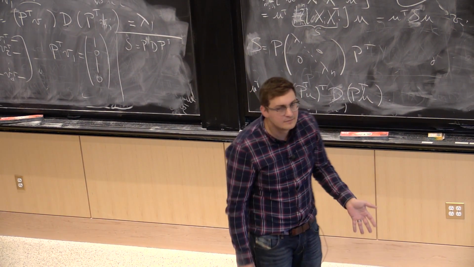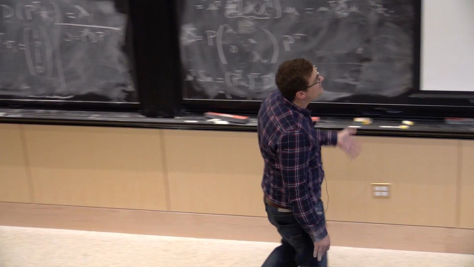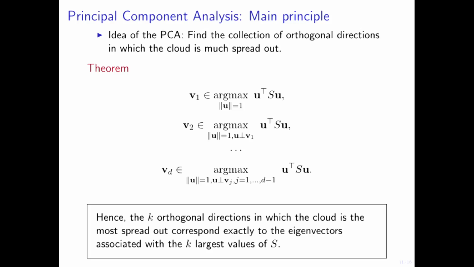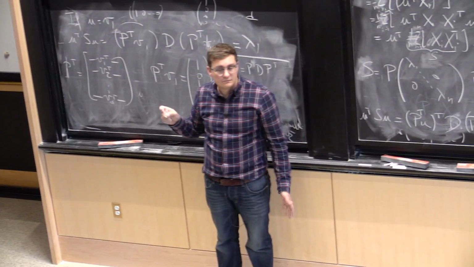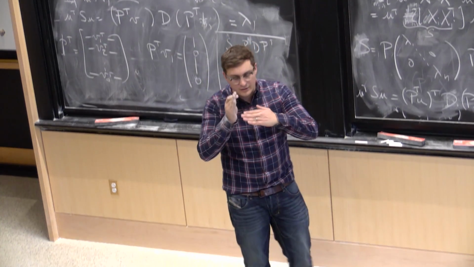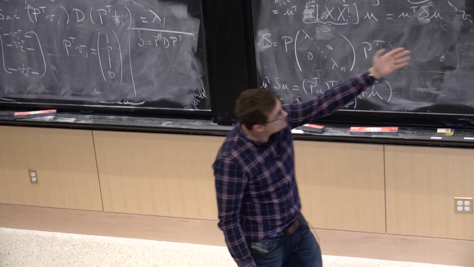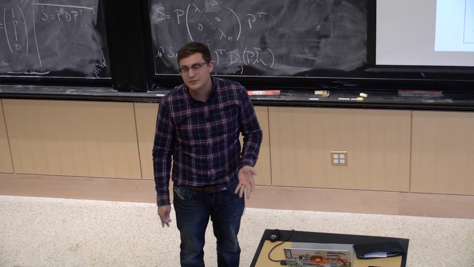Clearly, V2 is orthogonal to V1, right? We just used it here. This 0 here just says that V2 is orthogonal to V1, right? So they're like this.